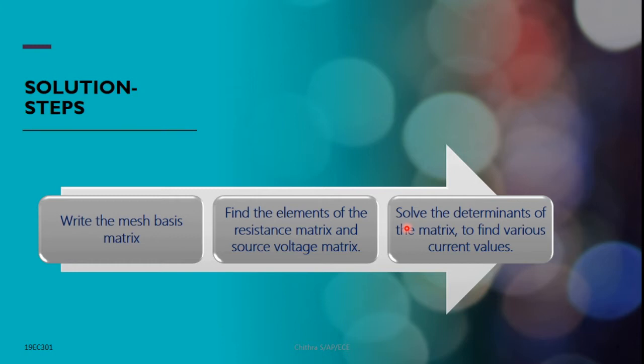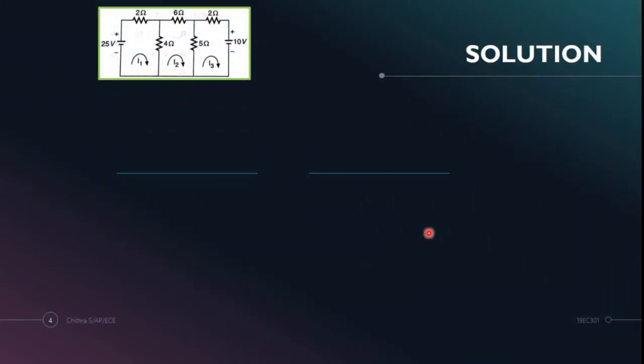I repeat the steps once again. First, we will write the basic general matrix. In the second step, we will fill up the elements of the matrix. And in the third step, we will find the various determinants of the matrix to find the different current values present in our given circuit. Now let us start with the problem. I have placed the problem here for our reference.